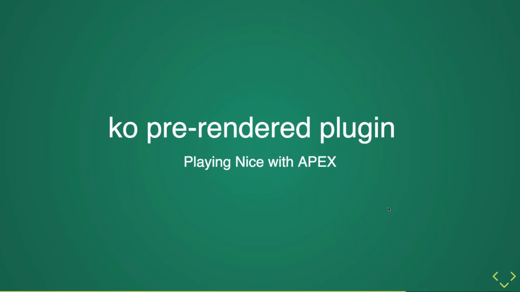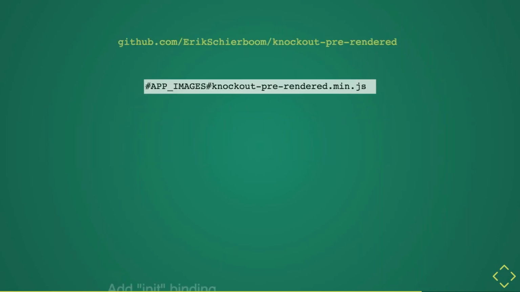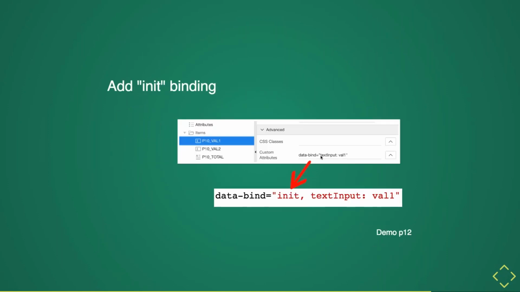There's a plugin called Knockout pre-rendering plugin. It's a Knockout plugin, not an Apex plugin. All we gotta do is go download it. I upload it to my application in my app images, and I inject it into my app. And we're gonna switch between our data binding that says just simply text input value 1. We're gonna add the word init. It's another binding command.